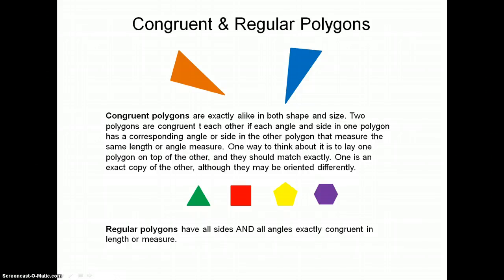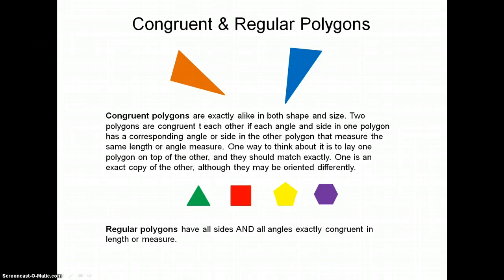Congruent polygons mean that they're exactly alike in both shape and size. These orange and blue triangles are exactly the same size and the same shape. Their angles are all equal when you match them up. The lengths of their sides are all equal when you match them up. In fact, we could put the blue triangle on top of the orange triangle and it would match exactly.